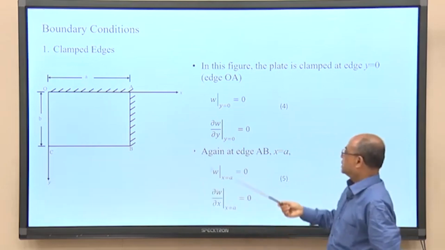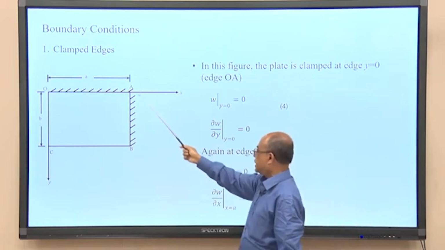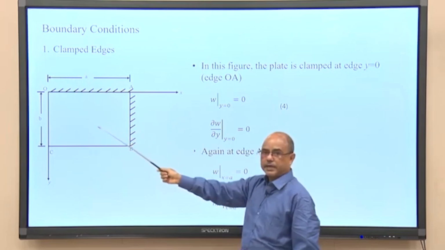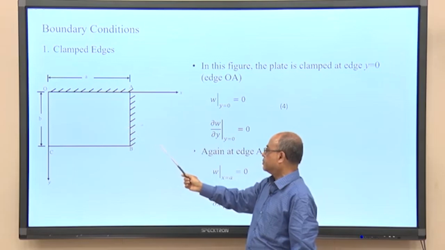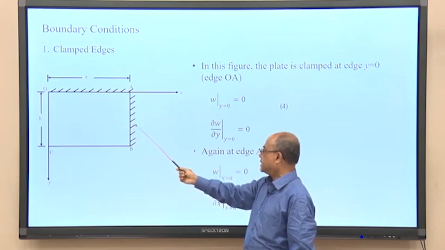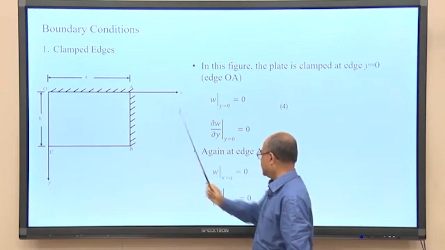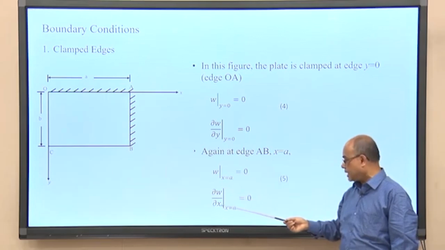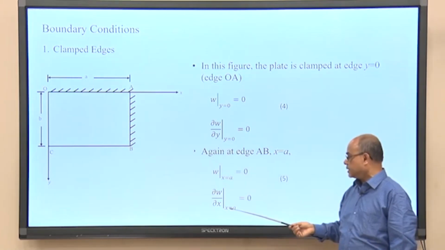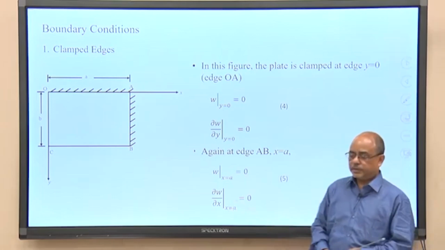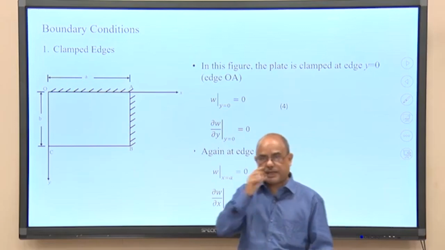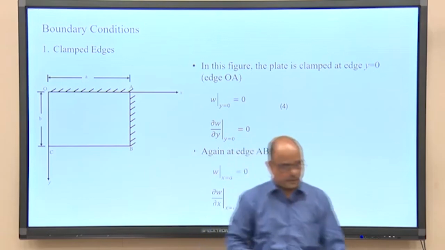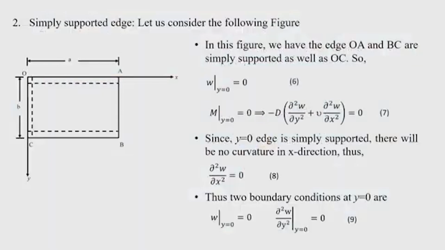Okay. Then since AB is fixed along the y direction, the slope of the deflected curve along the x direction will be 0, because the tangent will make 0 angle with the x axis at the fixed edges. Therefore, we take the partial derivative of W with respect to x as 0, substituting the value x equal to a. So, this is one important condition that we generally encounter in our practical situations, that is the clamped edges. Okay. Next, let us go to simply supported edges.